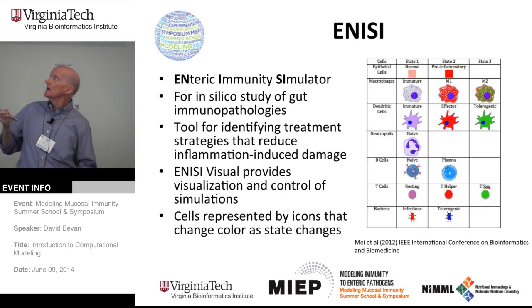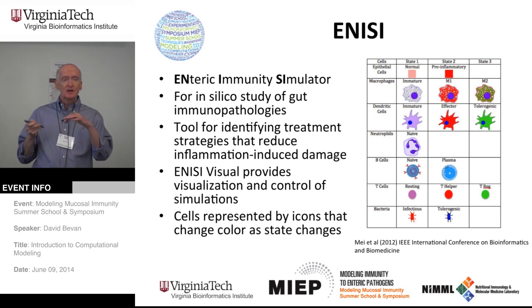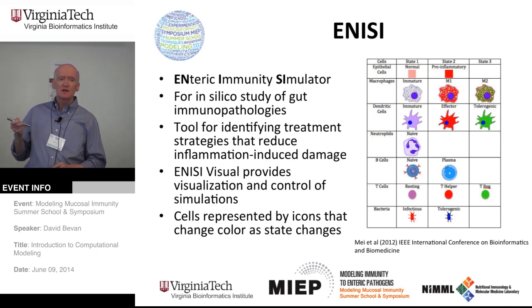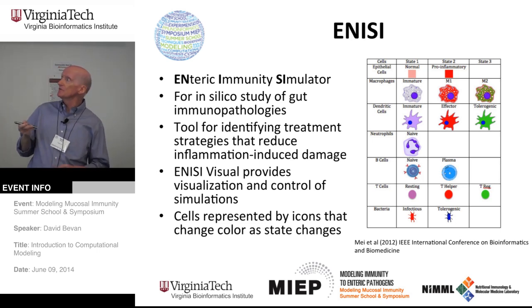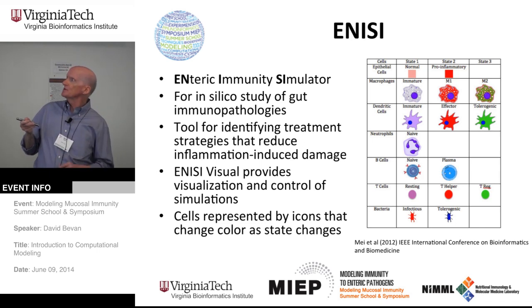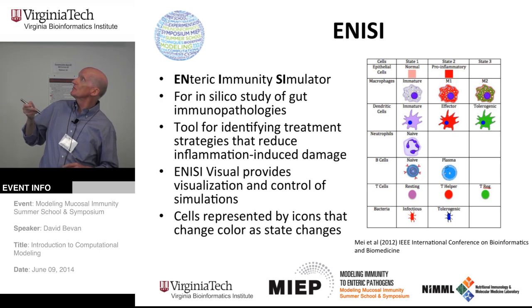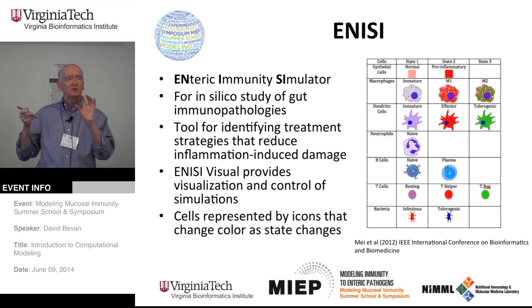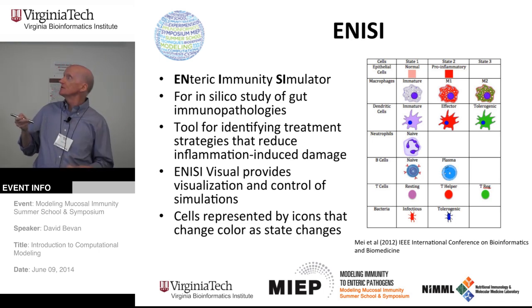So an example is MIEP, an agent-based modeling program, the enteric immunity simulator, and so you'll actually get an introduction to this tomorrow in the hands-on session, as well as having some lectures related to it. And it's specifically designed for studying gut immunopathologies, and hopefully it can be used for identifying treatment strategies, for example. There's a MIEP visual component of it, which is, I think, the one you'll be seeing for control of visualization and so on. And this is taken from one of their papers, showing the different states the different kinds of cells can adopt. The color of the cell can change depending on what state it's in. So that can actually help you follow what's going on in your model.